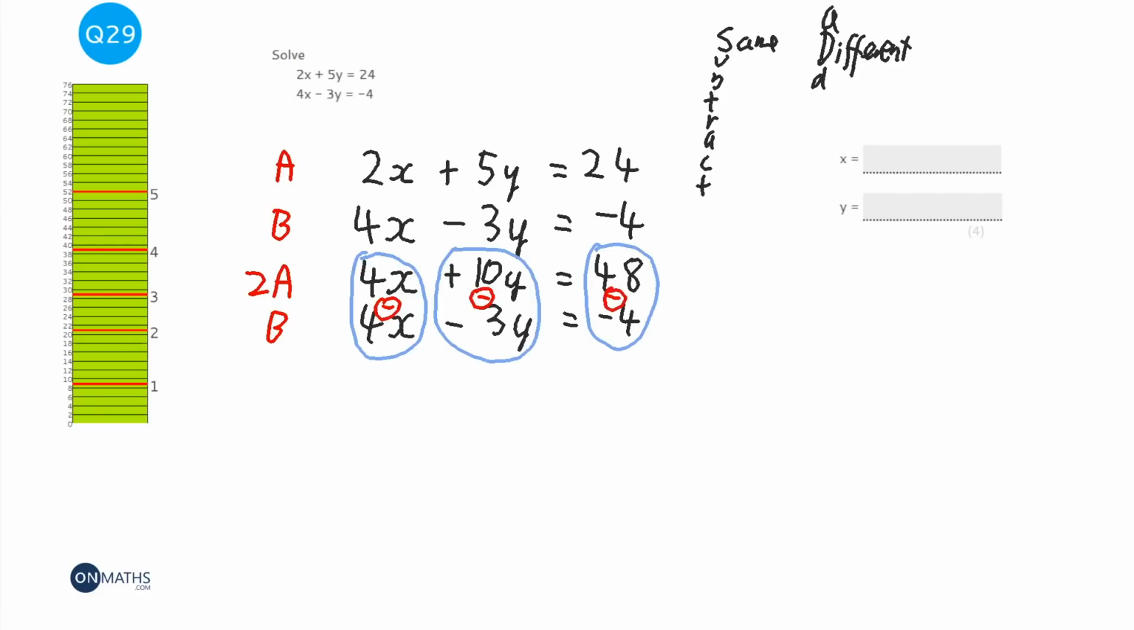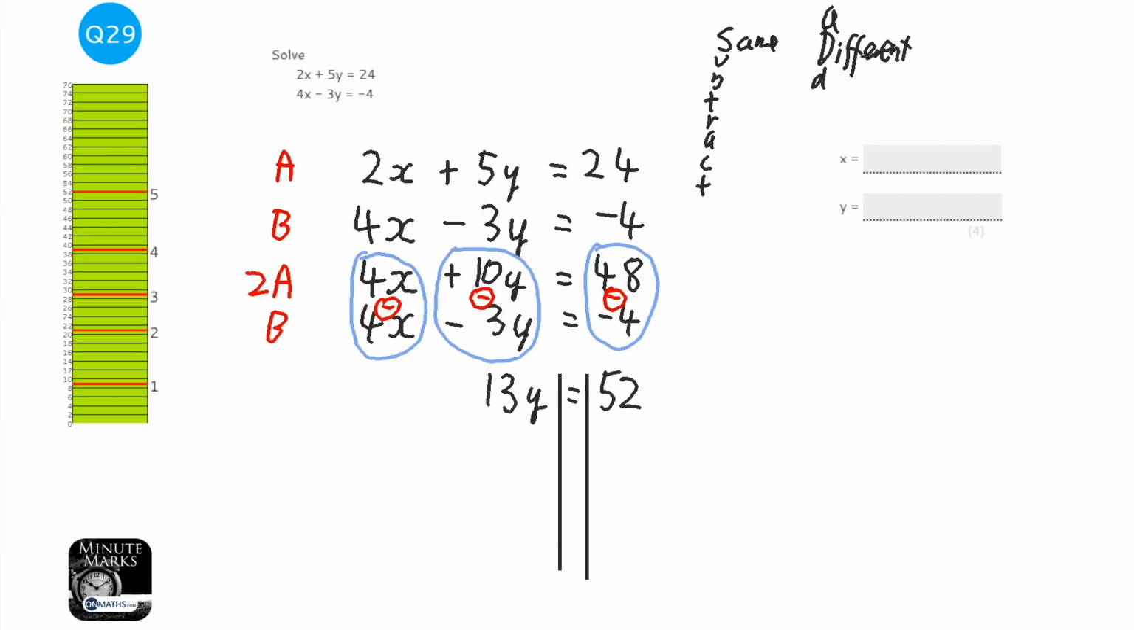Okay, let's start. 4x take away 4x is nothing, which is good because it needs to be nothing. 10y minus minus 3y. Now two minuses make a plus, so that's 10y plus 3y, which would be 13y. And we've got 48 plus, because the two minuses make a plus, plus 4, which is going to be 52. I'm going to put my lines in.